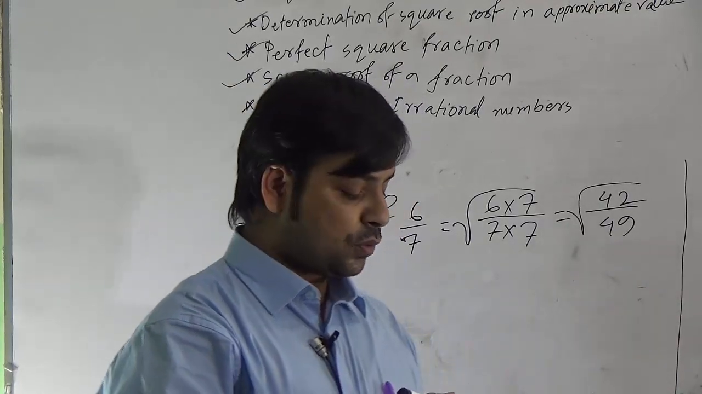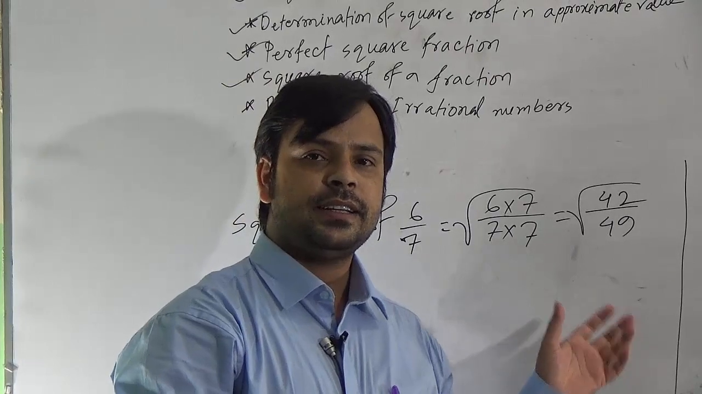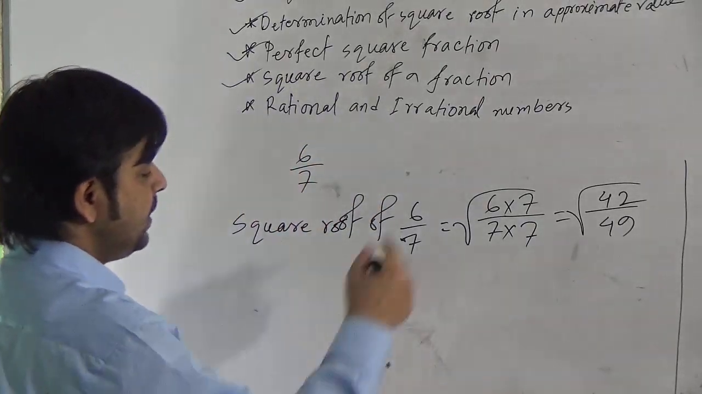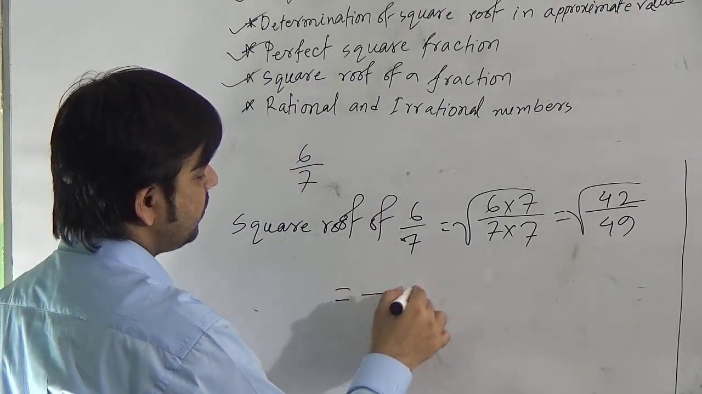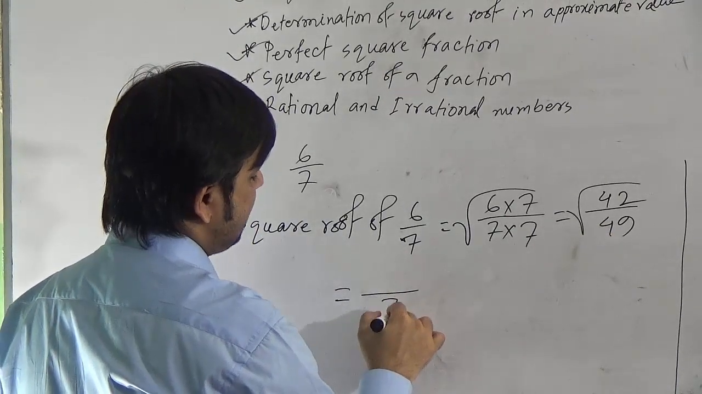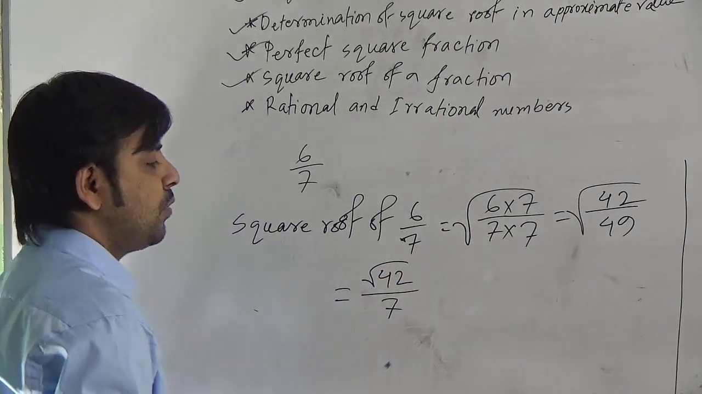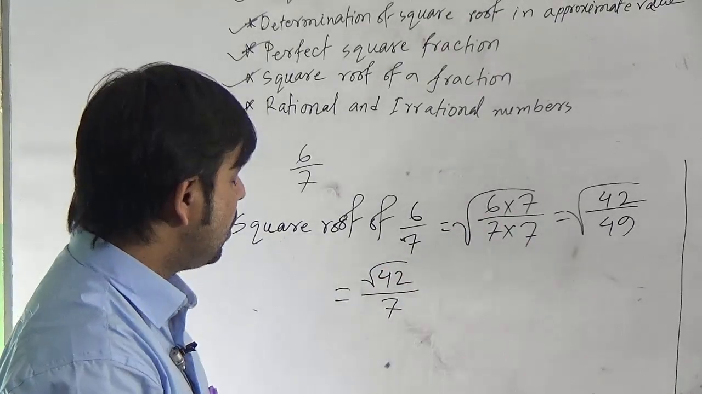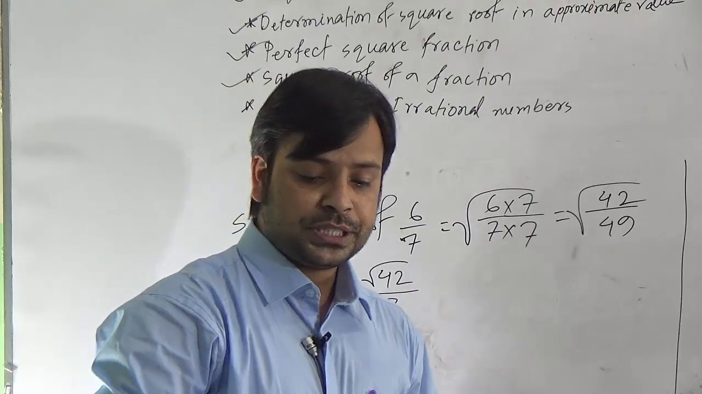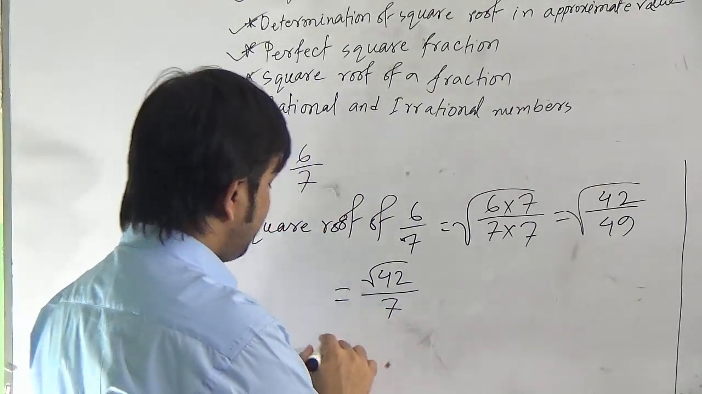It means that we have to convert the denominator into a perfect square number. This technique at first we have to apply. Then we can write this. Square root of 49 is 7, and here we have to do the square root of 42. So let us see the square root of 42 at first. I will show here.